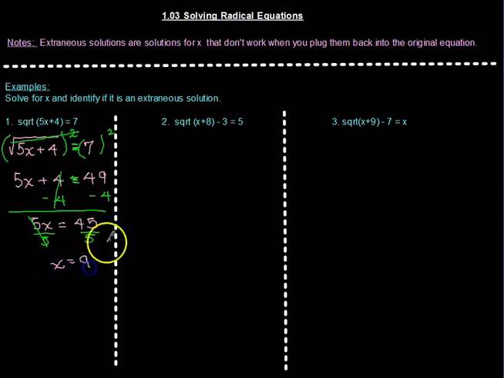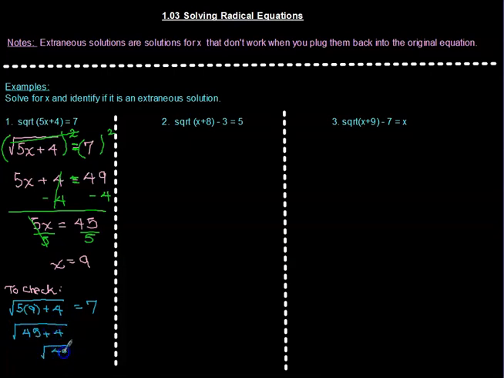And then to check this answer, to see if it is extraneous or not, we're going to write the original equation, which is in blue up top. The square root of 5x plus 4 equals 7, except you replace the x with the solution we got, which is 9. So 5 times 9 plus 4 should equal 7. Using PEMDAS, multiply first. 9 times 5 is 45. 45 plus 4 gives me the square root of 49, and that does equal 7. The fact that it works means that it's not extraneous, so x equals 9 is a solution.